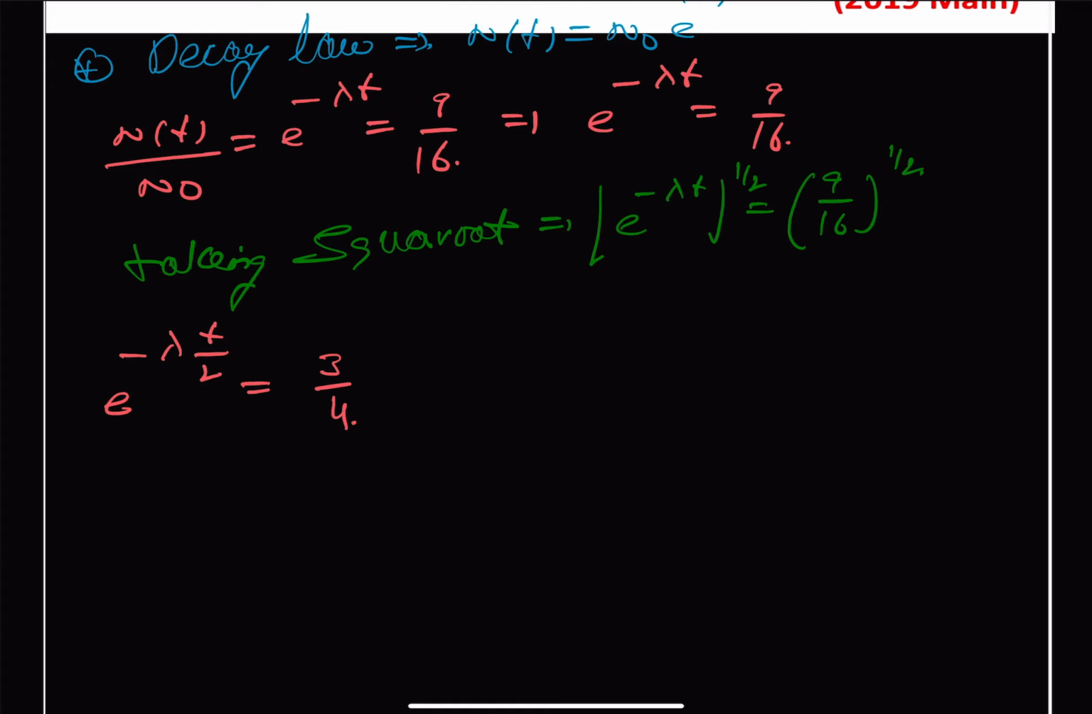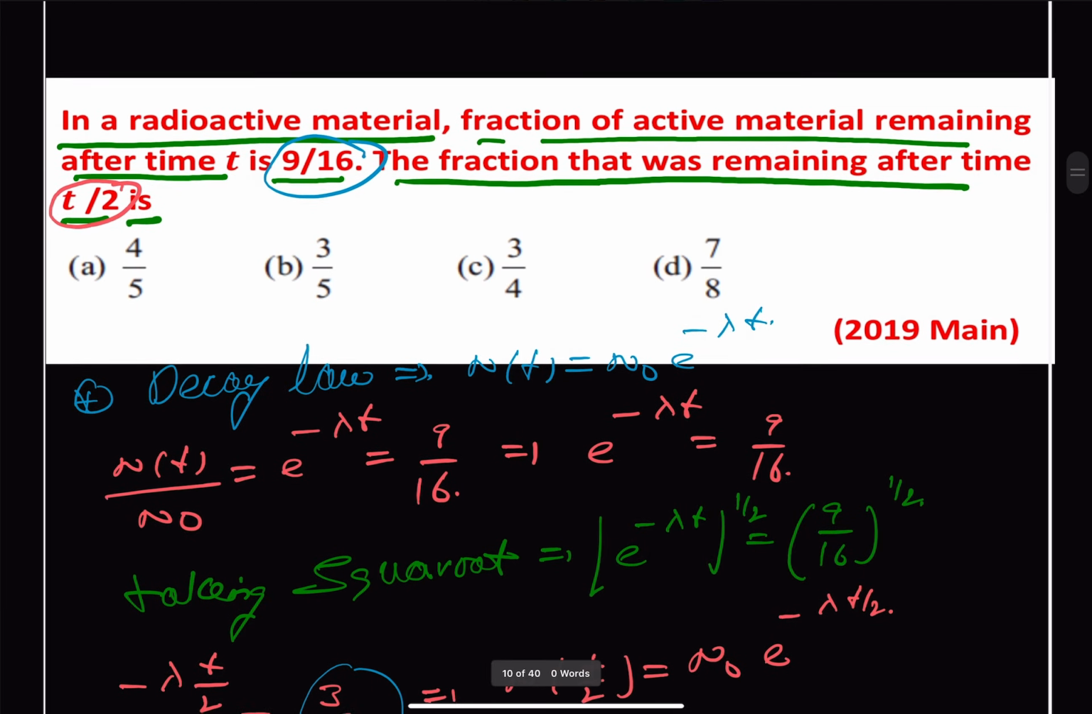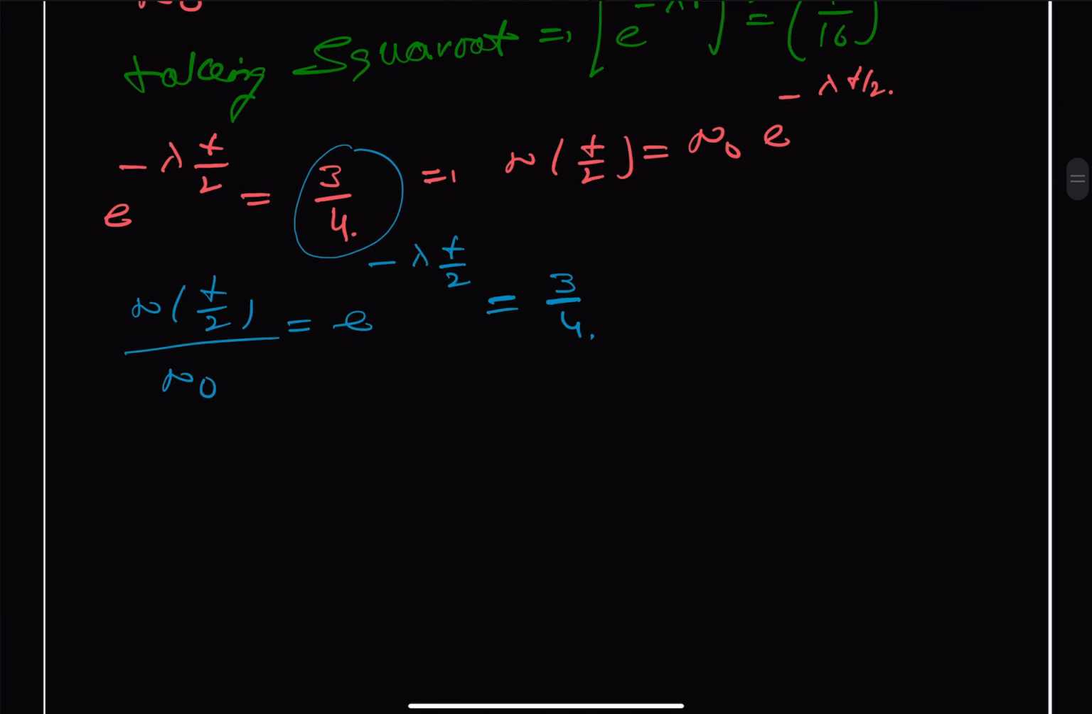Therefore, we can rewrite the same decay formula as N(t/2) is equal to our initial amount times e raised to the power minus lambda t/2, because we have to find out the fraction of amount remaining when time t is equal to t/2. So the fraction, N(t/2) upon N naught, is equal to e raised to the power minus lambda t upon 2, and the right side we know is equal to 3 by 4. So option C is correct.